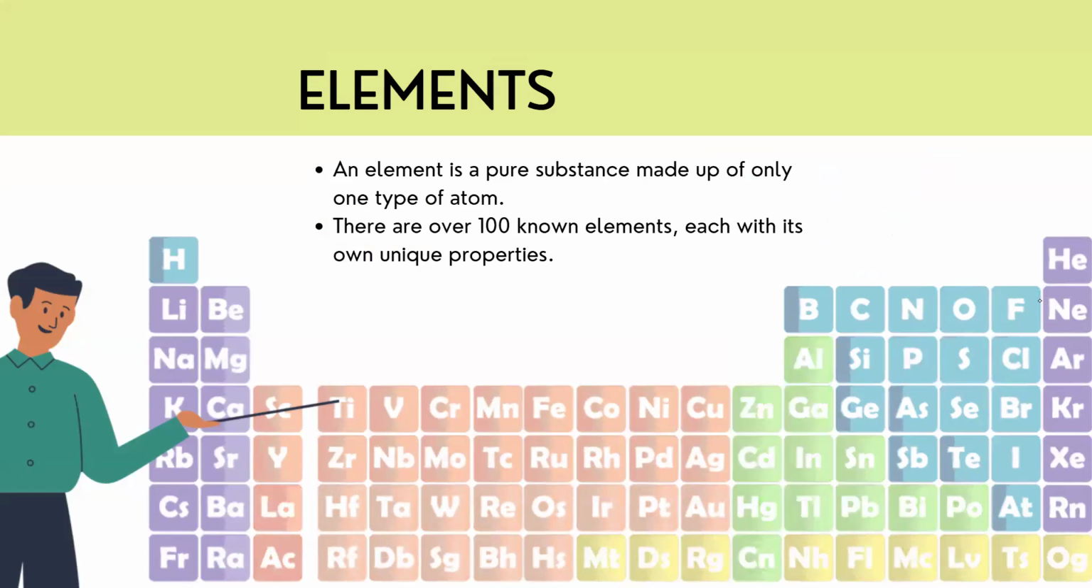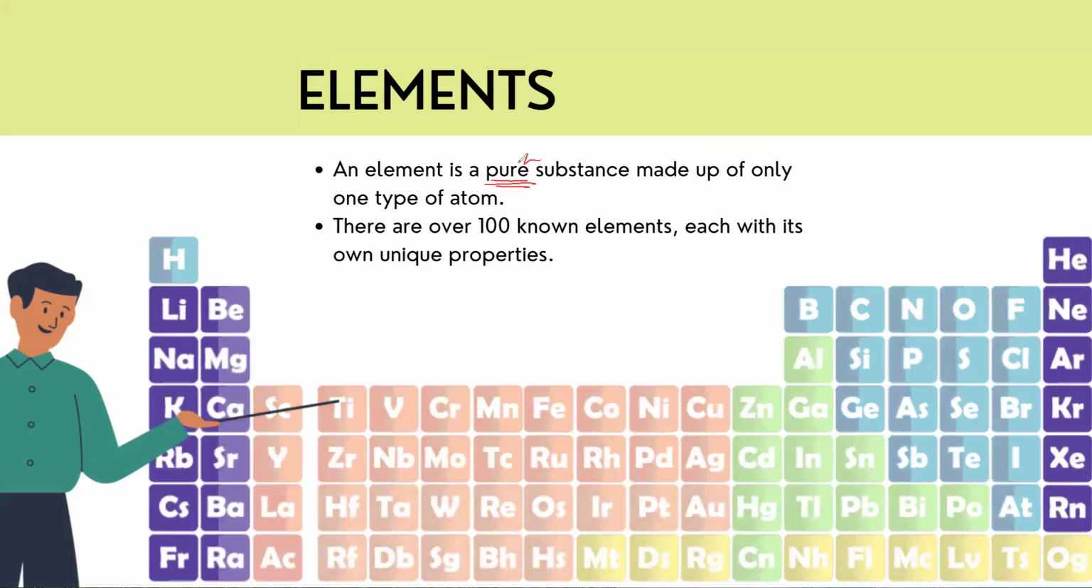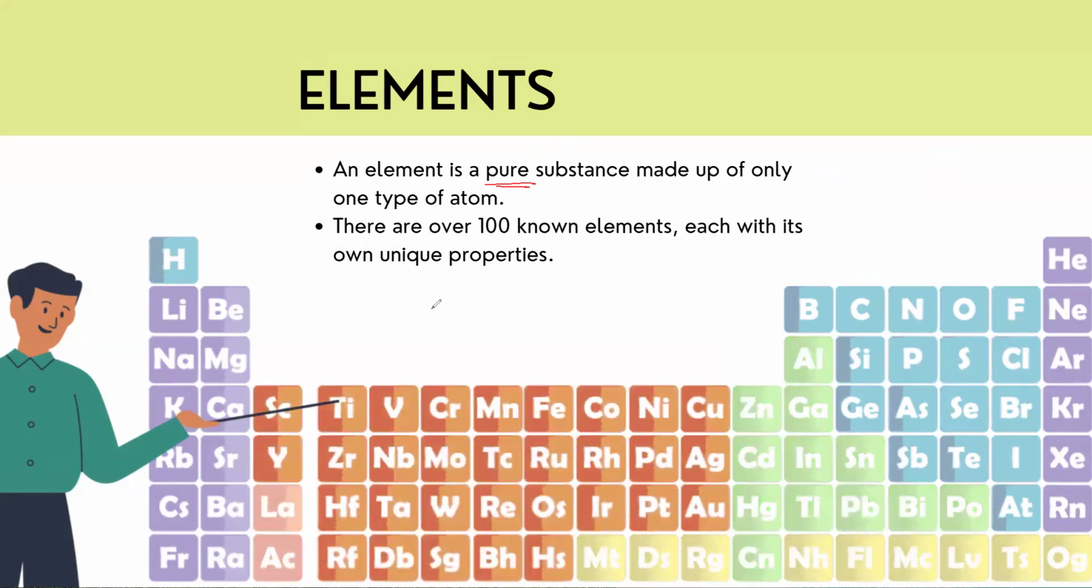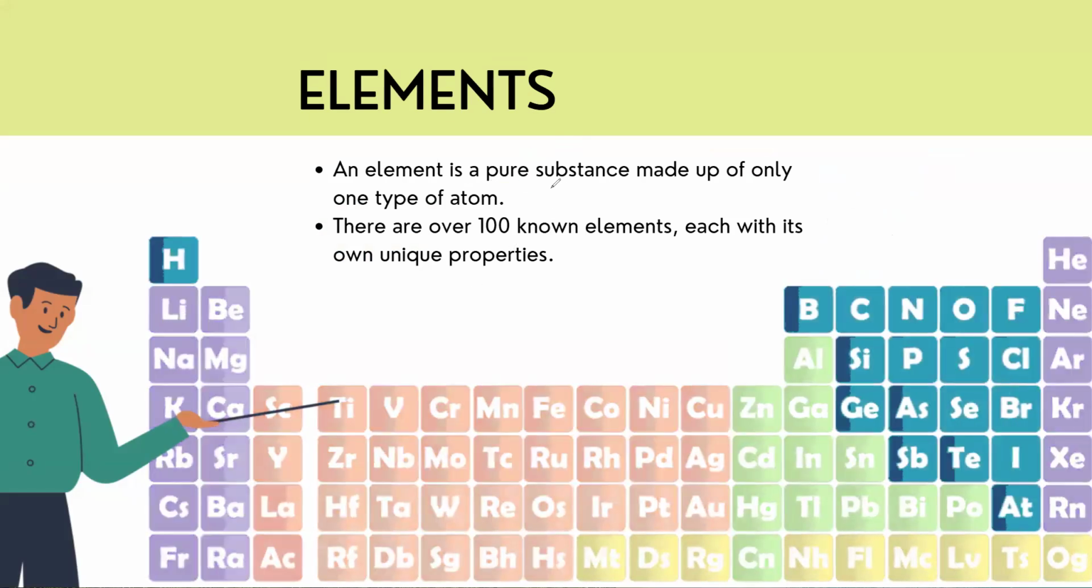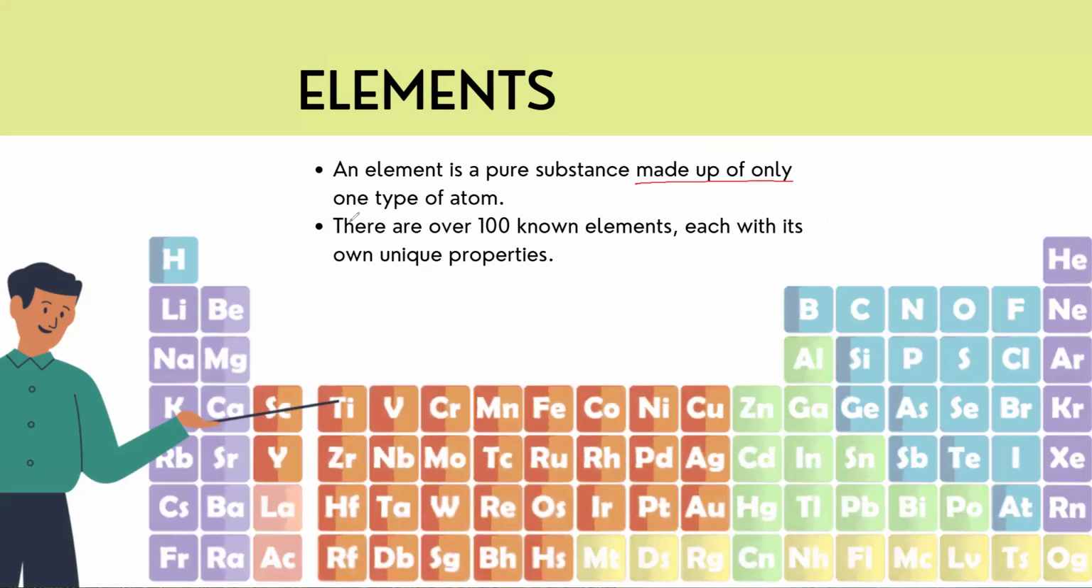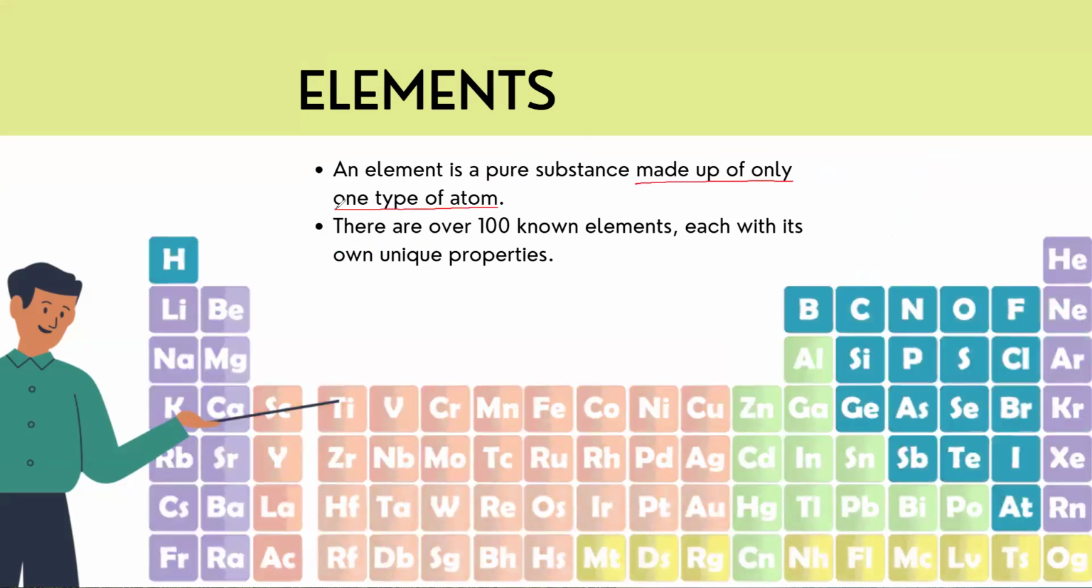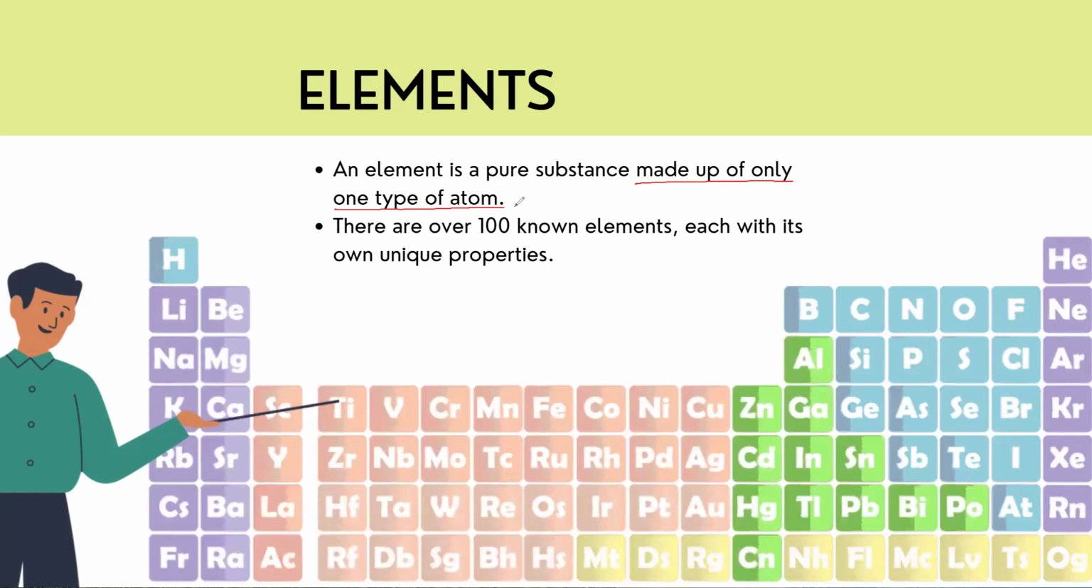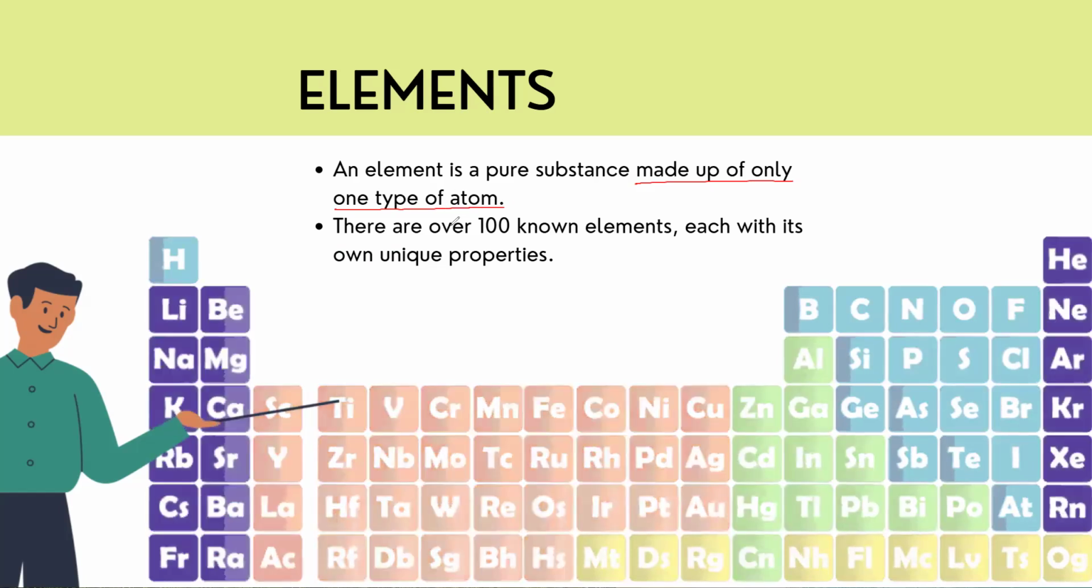So now that we know what it is, let's talk about elements. We started off this class by asking you what element means. So now here is what an element is. Here is the definition. An element is a pure substance. Any definition that doesn't include this word pure, trash it. An element is a pure substance made up of only one type of atom.